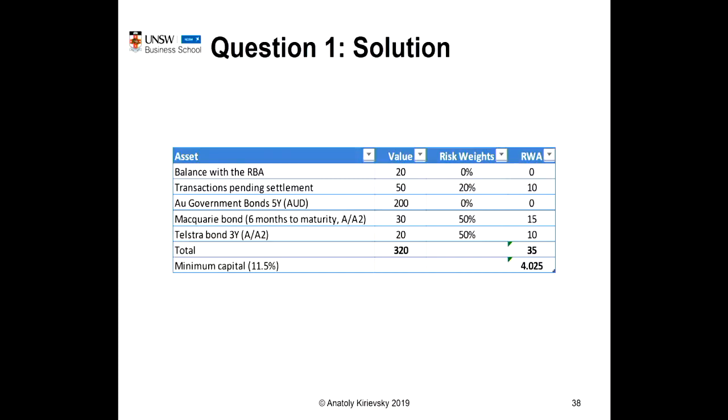So if we had 320 of these assets, then we would need to have 4.025 in equity, like in capital, and then the rest would be debt. That would be 15.075. So we could have that much debt in order to support that much in assets. Is that a realistic balance sheet structure?